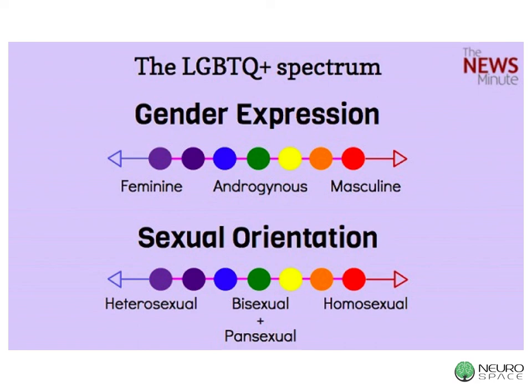The same with heterosexuals and homosexuals, with bisexual in the middle. A person may be at any point on this entire spectrum, and their position on the spectrum may change over time.